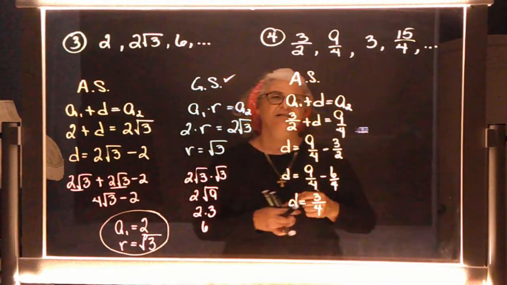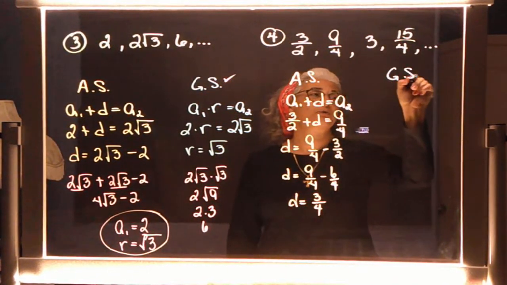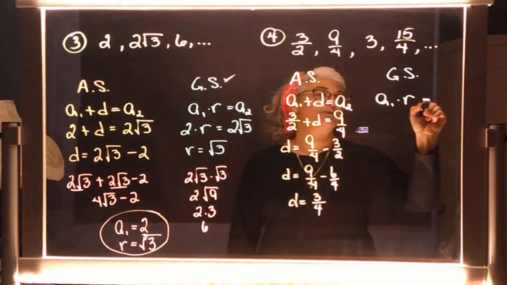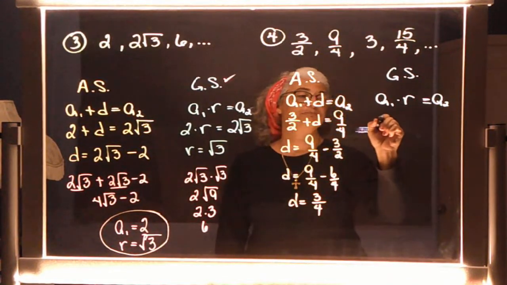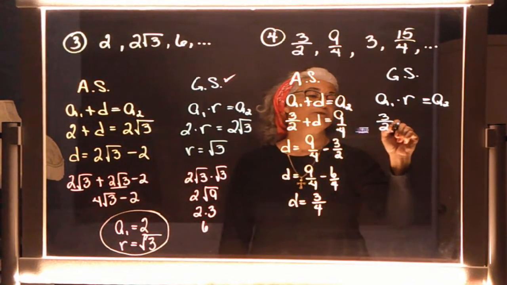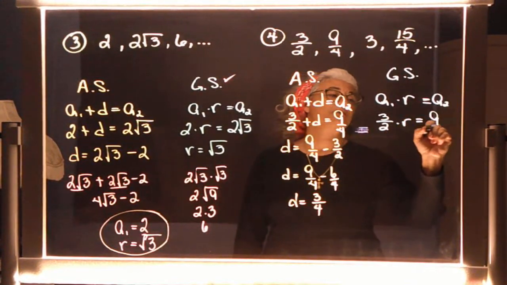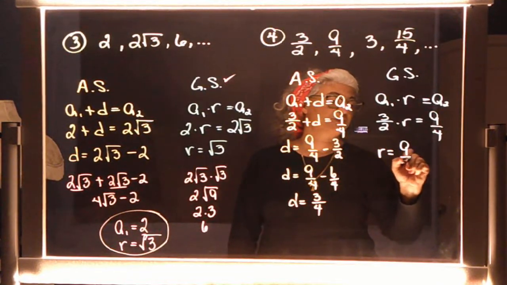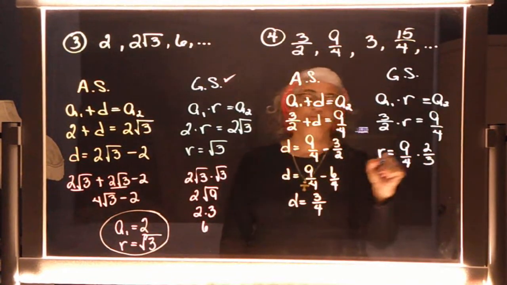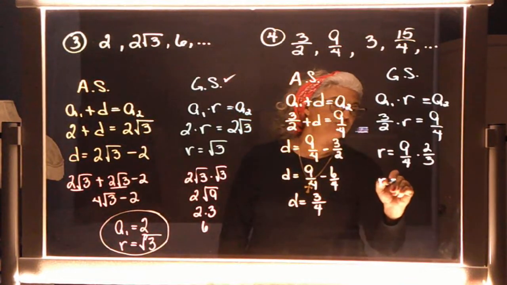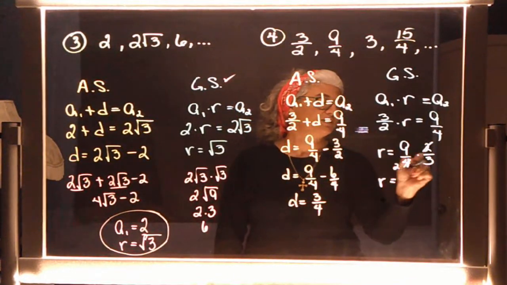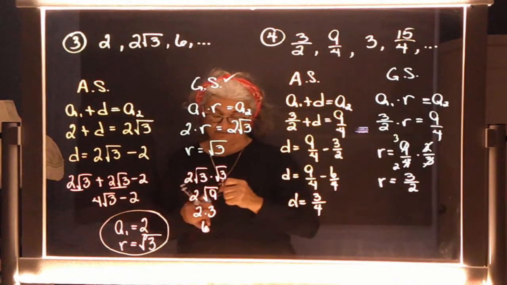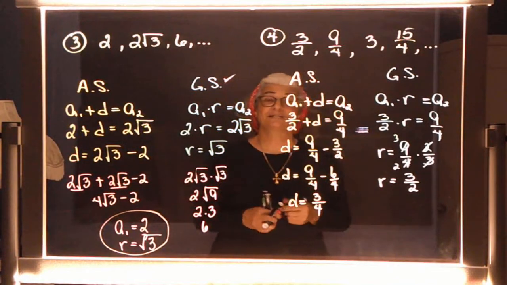Okay, let's look at geometric. Let's see what this would look like. I take the first term, multiply by the common ratio, and that should give me term number 2. Well, first term is 3 over 2. Multiplied by r should give me 9 over 4, correct? To find r, I have to multiply both sides by 2 over 3, the reciprocal, don't I? So let's see. That's twice. That's 3. That looks like my common ratio is 3 halves. So let's see which one it is.